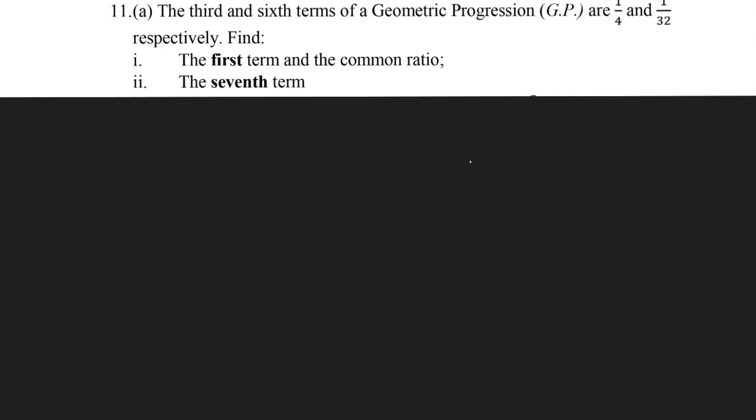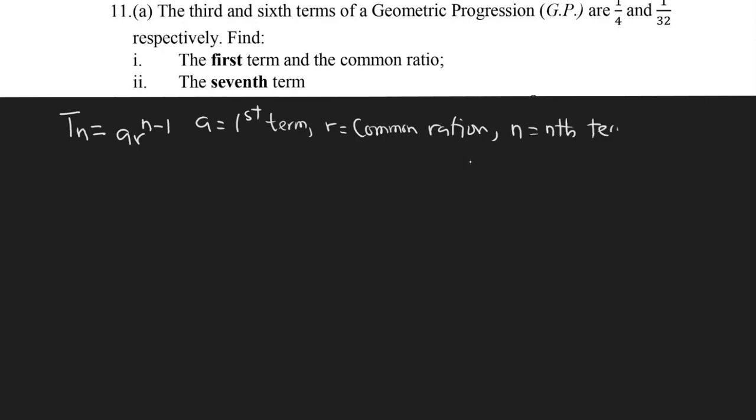So we are aware that basically the nth term of a GP is usually given as Tn is equal to a r to the power of n minus 1, where a is known as the first term, r is known as the common ratio, and n is the nth term. That's the number of terms, right?